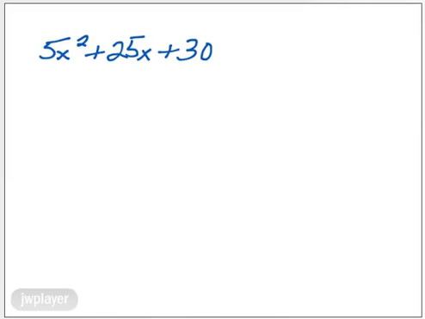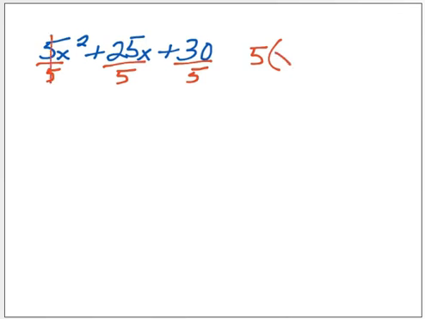There is a common factor of 5. So if I divide each piece by 5, I can see if it works. So that 5 is out here in front. It doesn't disappear. So 5 divided by 5, okay, that's x squared. 25 divided by 5, that's 5x. And 30 divided by 5, that's 6. So now we have our trinomial.